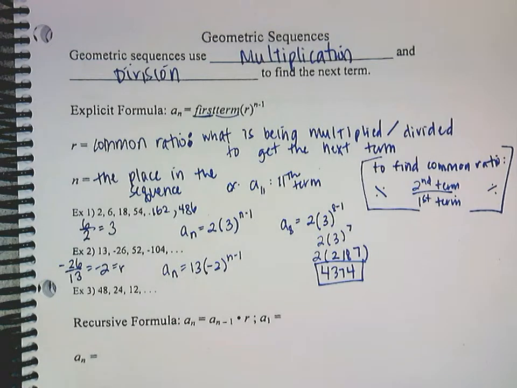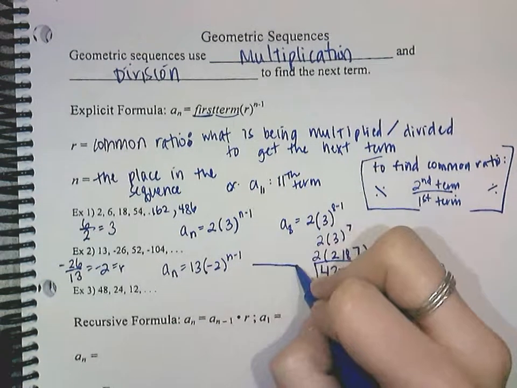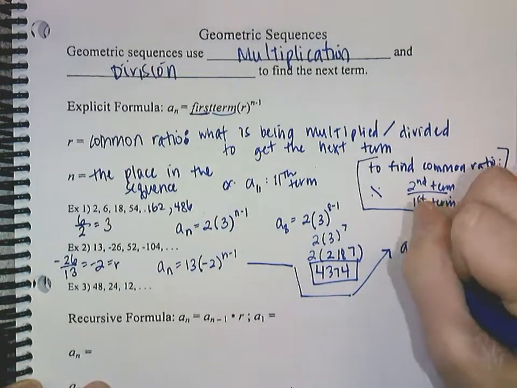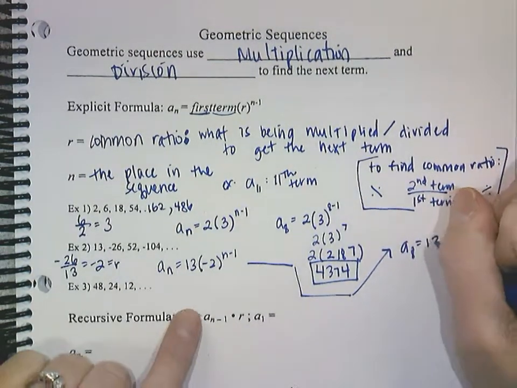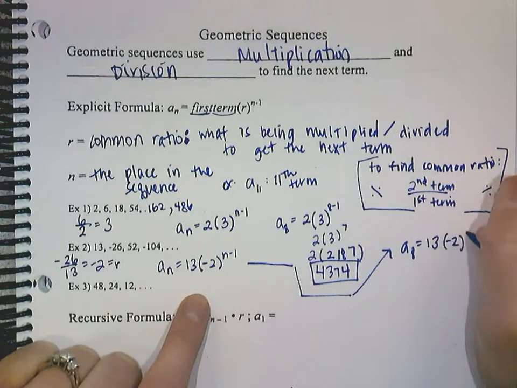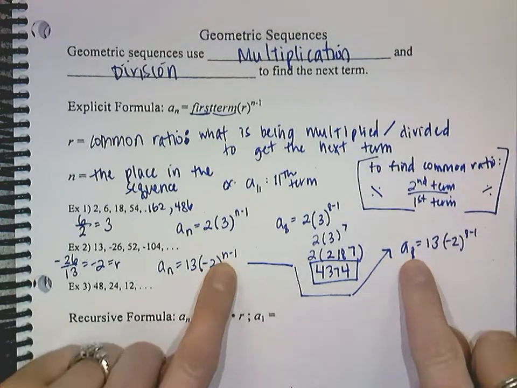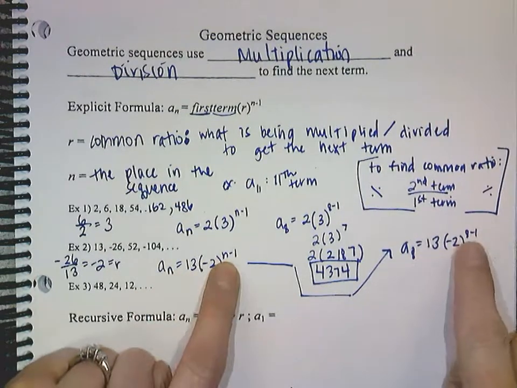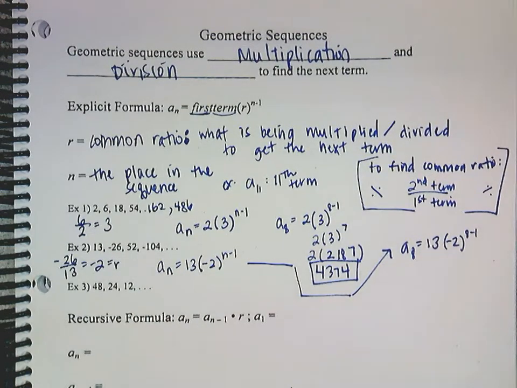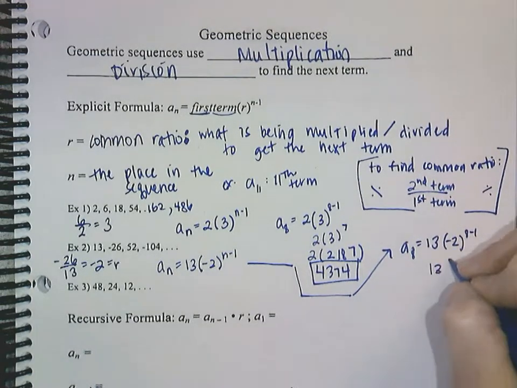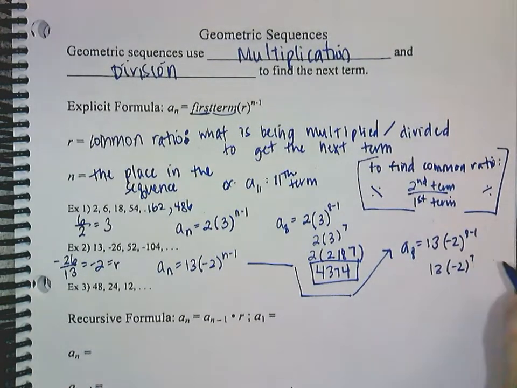Okay, and then we could plug it in. Now we're going to do a sub 8. So a sub 8 is 13 times negative 2 to the 8 minus 1. I just rewrote this exact same formula, but because I have an n in the 8 spot, I'm going to take out the n where the 8 is and replace it. So 8 minus 1 is 7. So we have 13 times negative 2 to the 7th power.